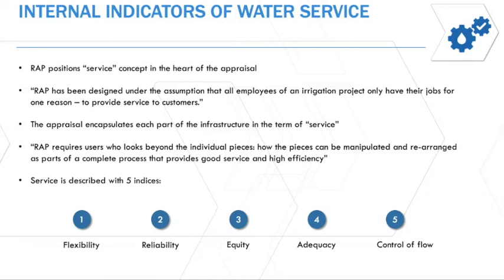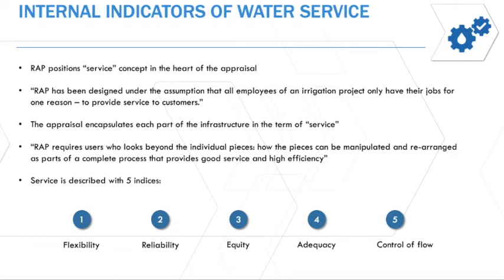The RAP is based on the service concept. As the initial objective says, RAP has been designed under the assumption that all employees of an irrigation project only have their jobs for one reason: to provide service to customers. And in our case, customers are the farmers. So basically, each part of the infrastructure is integrated into the term of service. Like this, it provides a comprehensive assessment.